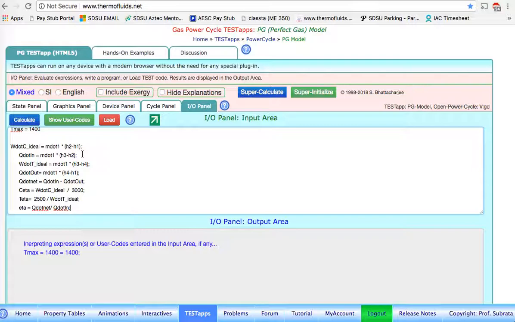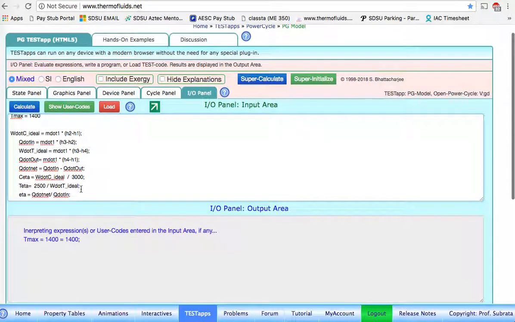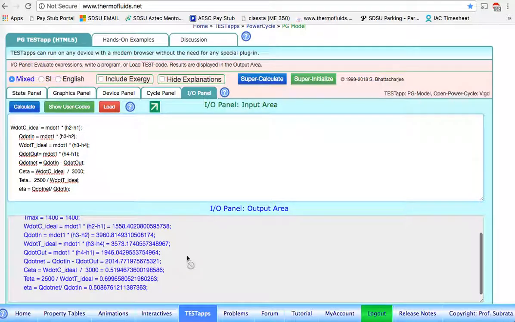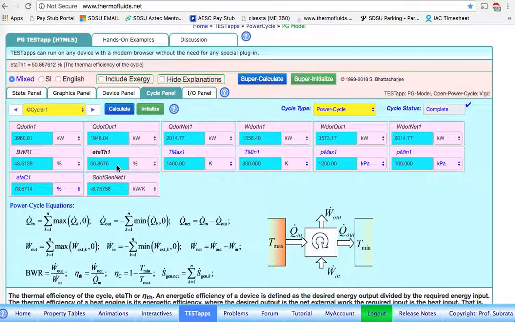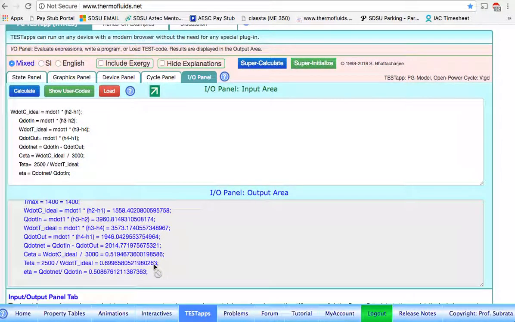This I already had typed up just for time. Basically this is W dot compressor, ideal work of the compressor. It's heat in, ideal work of the turbine. This is Q out, there's Q net. Finding all the calculation in here, we can make sure in the cycle panel the thermal efficiency is about 51%. Here we can also make sure it's 51%, just to be sure that we're doing it correctly.